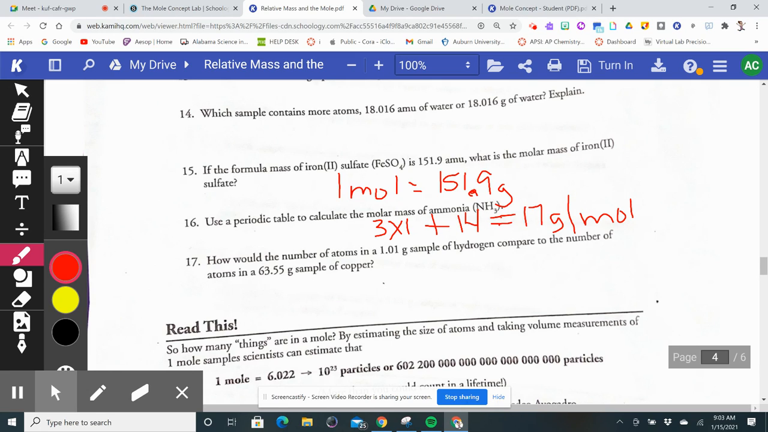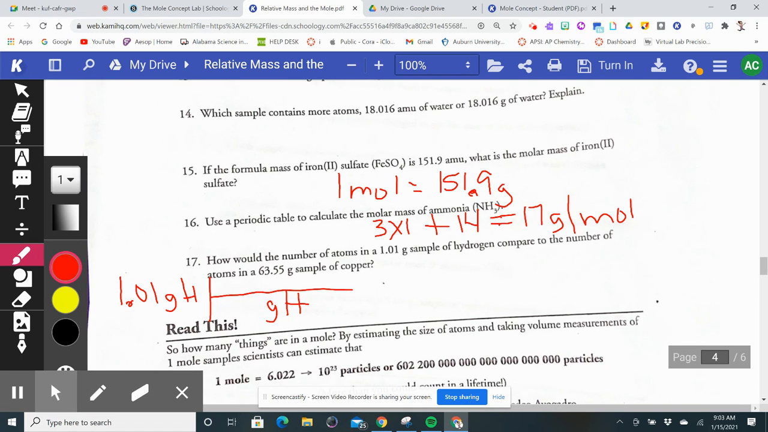Let's set up a unit multiplier because that's eventually where we're going with this. We're always going to start with what you were given, 1.01 grams of hydrogen. And in our unit multipliers, the point is to get rid of what you start with. So we're going to get rid of grams. And we want to eventually get to atoms, but I have no idea how many atoms are in how many grams. I don't know that. But I do know how many grams are in a mole. And I do know how many atoms are in 1 mole.